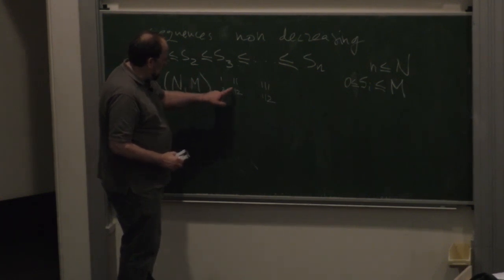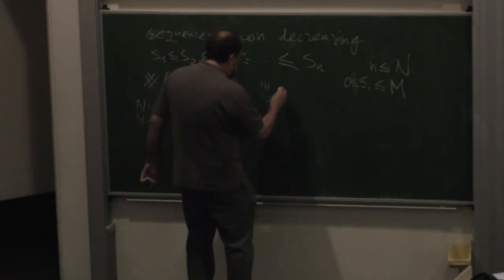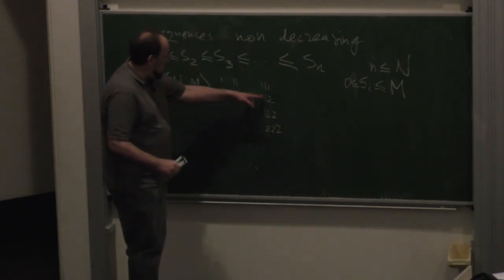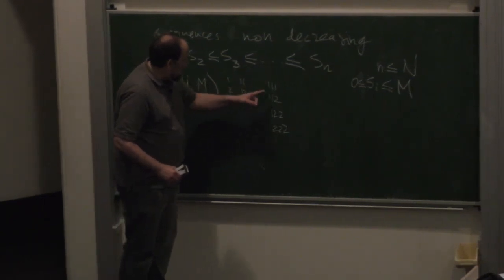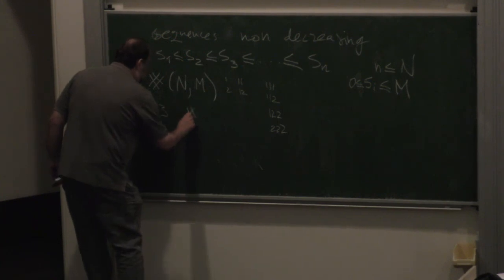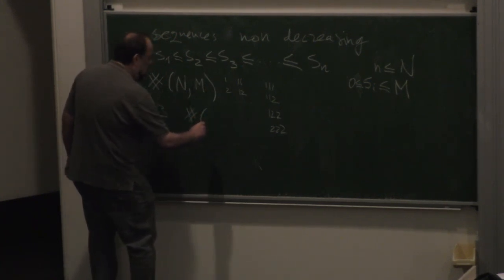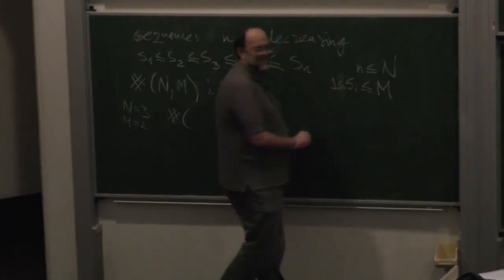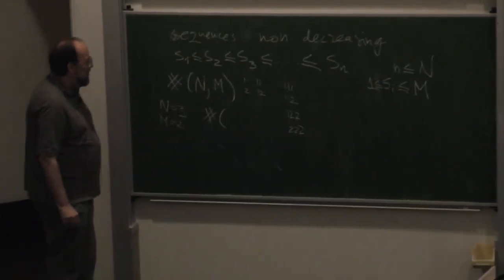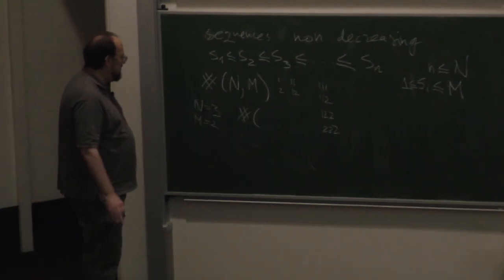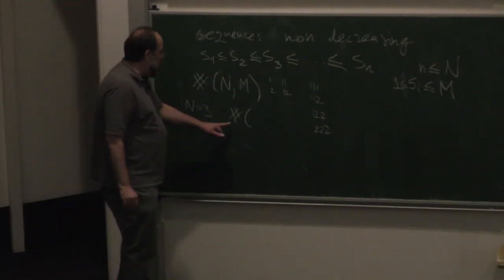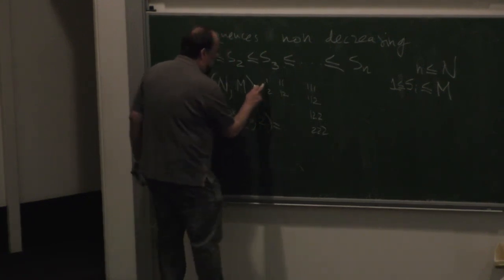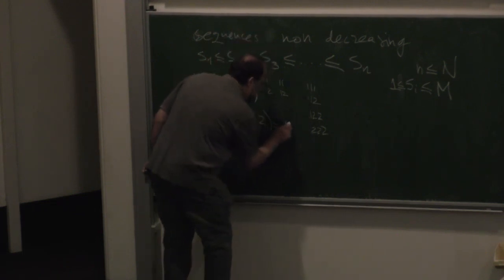So these are the only 2 of length 1, and this would be the only 2 of length 2. This would be for length 3, and you would also have 1, 2, 2, and finally 2, 2, 2. So it's 1, 2, 3, 4, 5, 6, 7, 8. Oh, I included 0. I don't like 0. So here we have that if n is 3 and m is 2, we get altogether 8. The answer is 8.